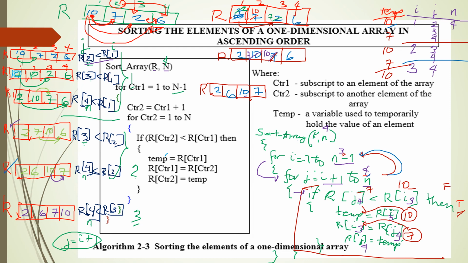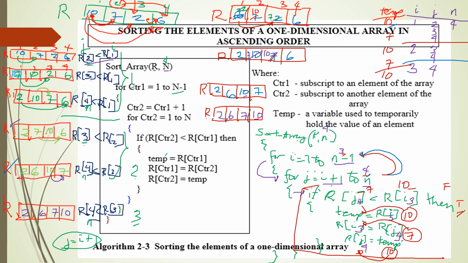Let me draw first again. Okay. So, again, 7 will be placed at R sub 3. So, R sub 3 is 7. Okay? And then, temp. Value of our temp is 10. Diba? Ito yan. So, temp will be assigned to R sub 4. So, R sub 4 will now be 10. And the rest, copy. Okay?